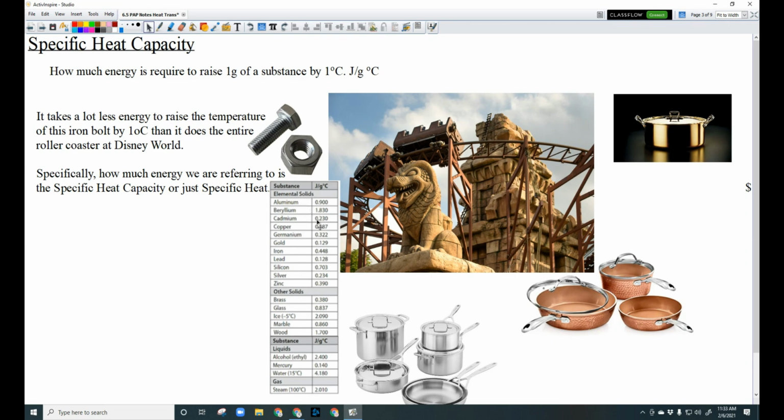Now up here, well, let's look over here. What's going to be even better than copper? Copper is 0.387. Here's gold. Gold is 0.129. So gold is even better than copper. So here we see a gold pan. It's made out of 18 karat gold, and they really do make cookware out of 18 karat gold. Yeah, so if you have a lot of money to burn, then this may be the way you want to go because it's going to cook your food a lot better.